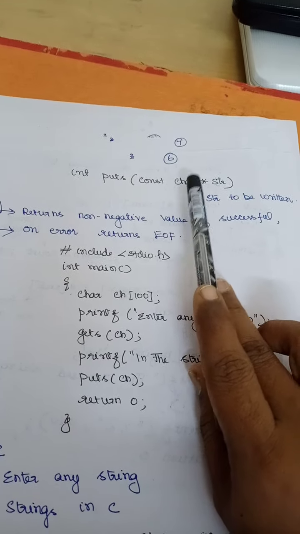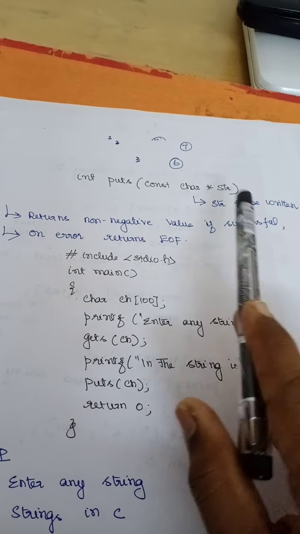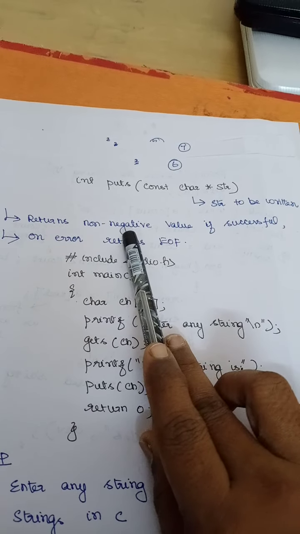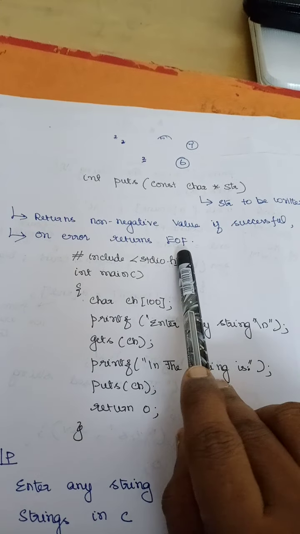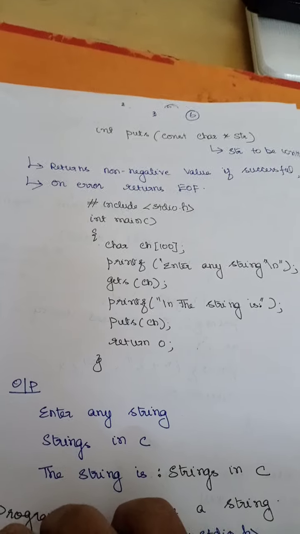Is that clear? Right. It returns a non-negative value if successful. If it is written onto the output screen, then it returns a non-negative value. On error, it gives you end of file. Clear? So you can check whether it has been successful or not.